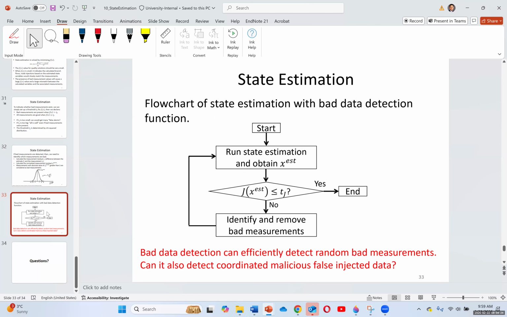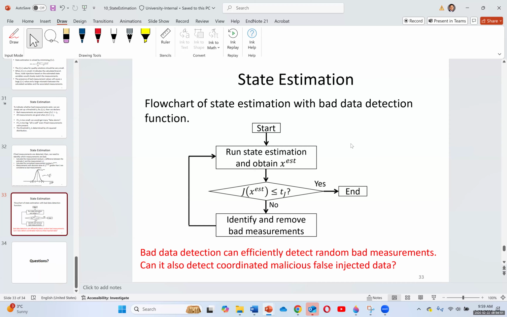The state estimation flow chart is shown here with the bad data detection function. We start, run the state estimation, and obtain x estimate. And then we find J. If it's less than T_J, then we end. If not, we identify and remove the bad measurements and run it through the system again.